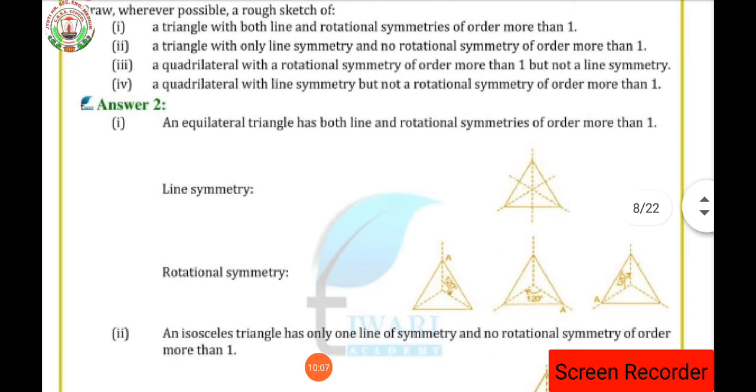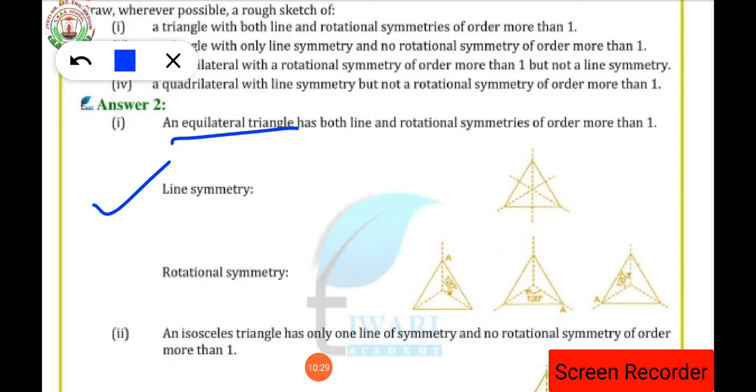We have to draw a rough sketch over here. For the first part, a triangle with both line and rotational symmetry of order more than 1 will be the equilateral triangle. An equilateral triangle has both line symmetry as well as rotational symmetry of order more than 1. If we are talking about the line symmetry in an equilateral triangle, all 3 sides are equal, then this will be the line of symmetry in that, isn't it?